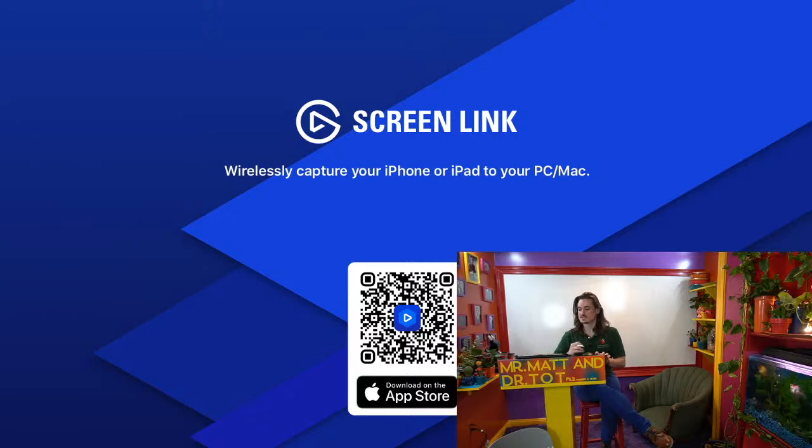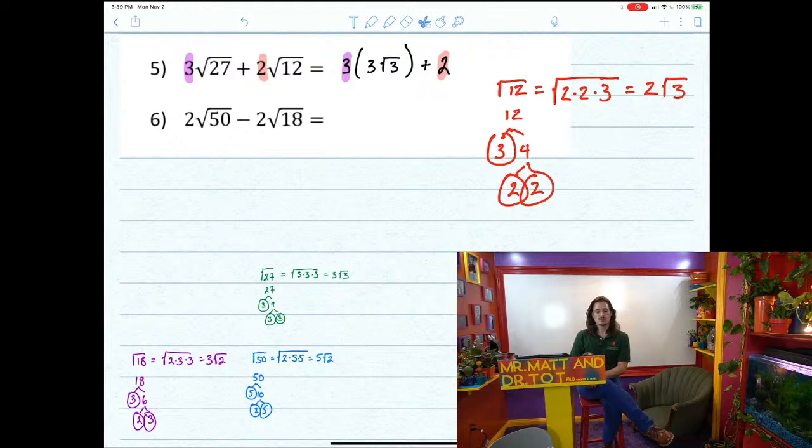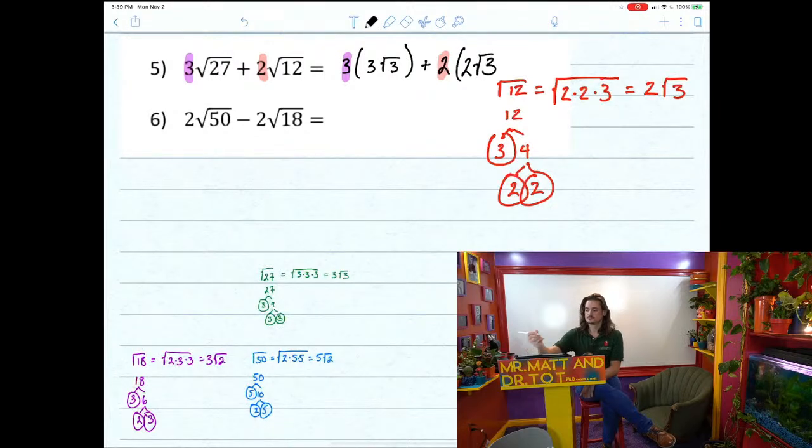I'll fix that in a second. So the square root of 12 is the same exact thing as the square root of 2 times 2 times 3, which will simplify into just 2 root 3. So on the right-hand side here, we're going to have 2 times the quantity 2 root 3. And we could just distribute there.